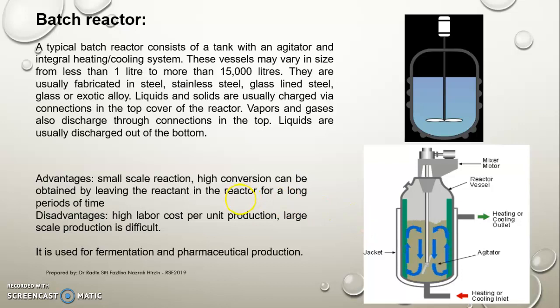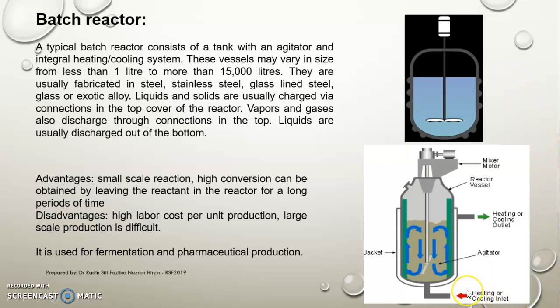A typical batch reactor consists of a tank with an agitator. Agitator ni adalah agitator, an integral heating or cooling system. Okay, which is outside the tank. This is the cooling system. This vessel may vary in size from less than 1 liter to more than 15,000 liters. They are usually fabricated in steel, stainless steel, glass-lined steel, glass or exotic alloy. Liquids and solids are usually charged via connections in the top cover of the reactor, vapors and gases also discharge through connection in the top, and the liquids are usually discharged out of the bottom.